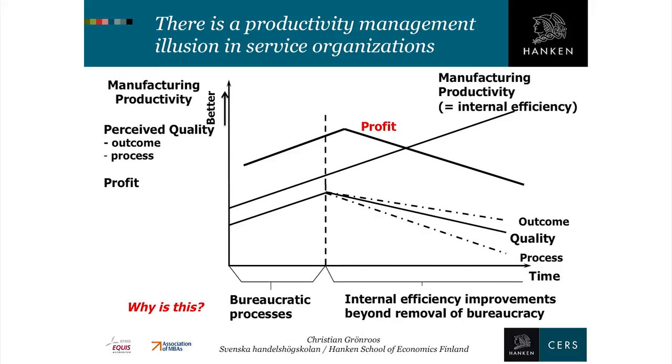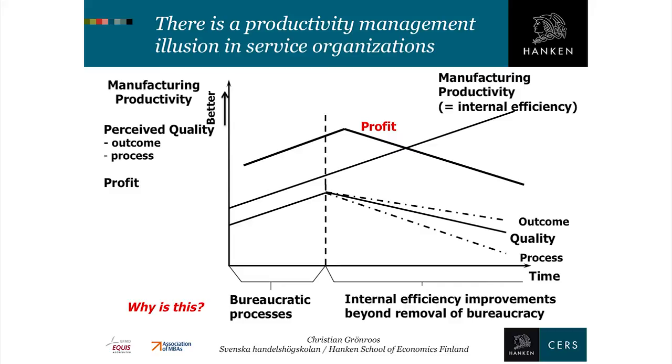And what happens very often in the beginning is that profits improve. And profits improve because quality doesn't go down first. It may even improve. Now, the reason for this is that there are bureaucratic processes, overlapping processes, slack in the organization, which creates problems for the production of good service quality. So when we take out this bureaucracy from the organization, quality won't suffer. And in very many cases, customers feel, hey, it's easier to have to do with this firm. And they perceive that especially the functional quality of the service process improves. And this gives an impression that traditional productivity methods work.